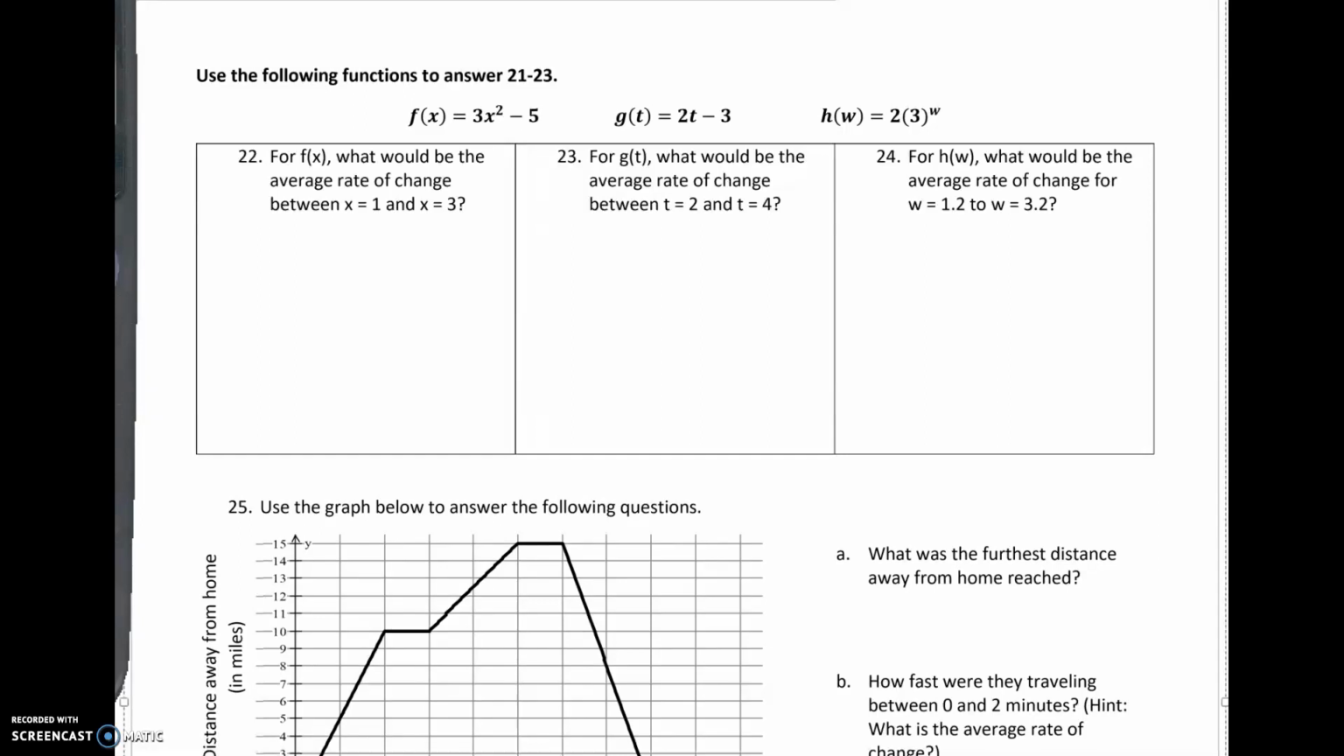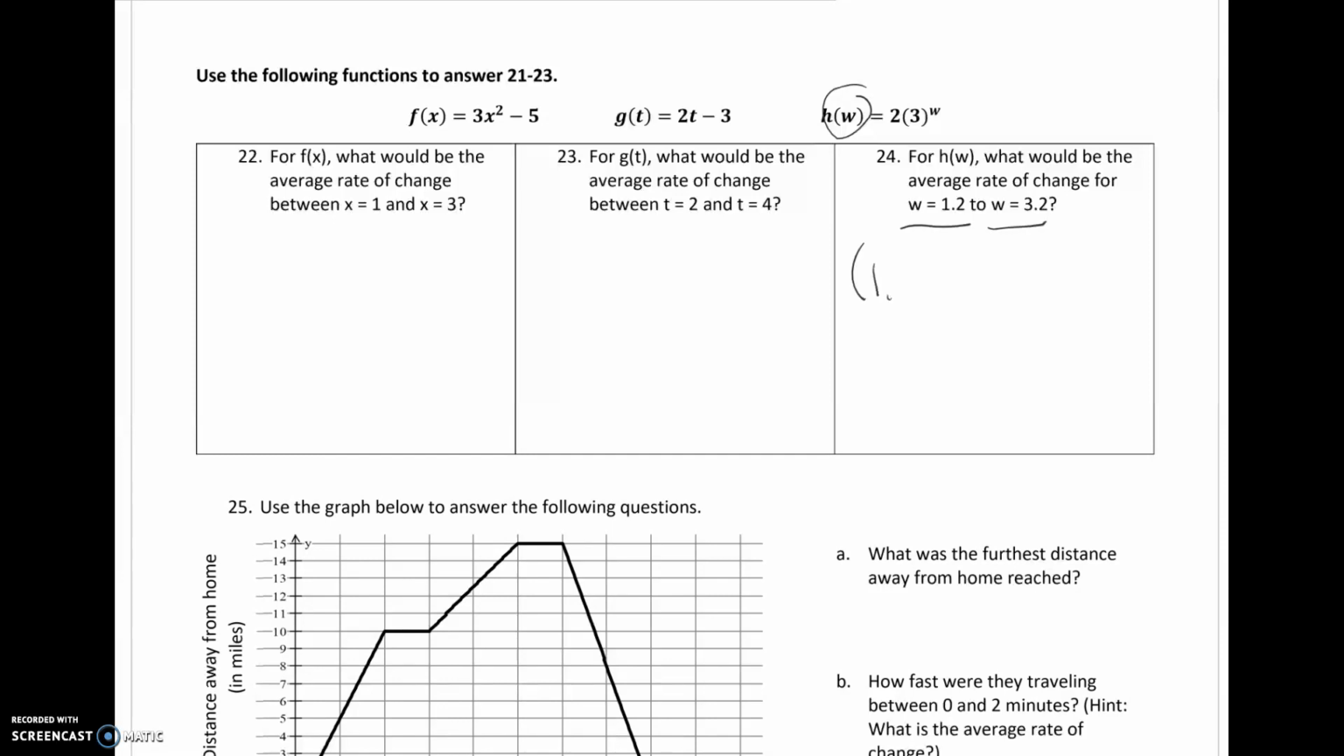All right, so moving on along the video, we are on problems 22 through 24. I'm going to go through 24 with you, and we are asked to find the average rate of change on all of these problems. So what I've done first is I have used my graphing calculator because, again, they're not using X and Y, but this W here is like your X, and up here is like your Y. So if X is 1.2, we're going to find Y, and if X is 3.2, we're going to find our Y.